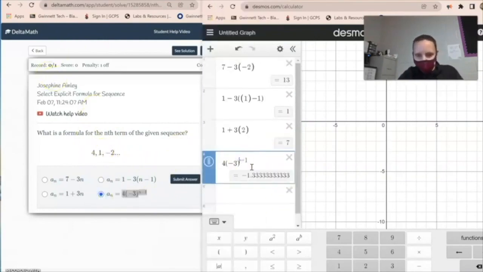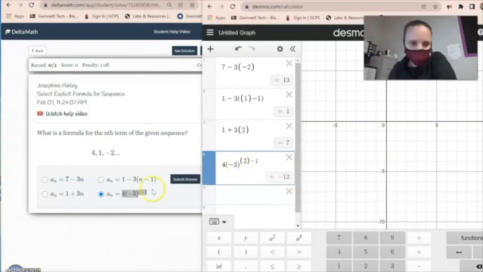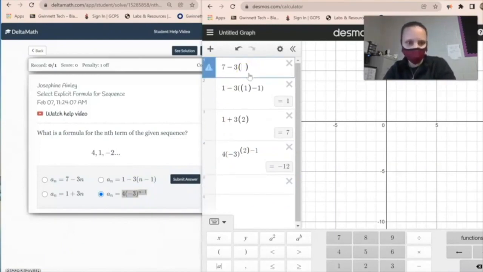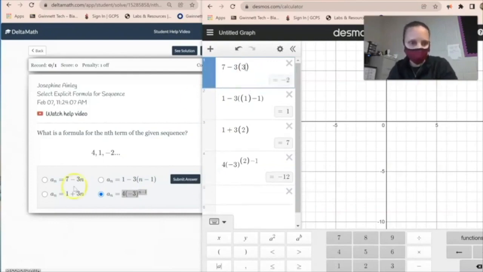So again, where N is, you're going to put parentheses, and then you're going to put it in. Okay, so when N is 1, I get 4. When I put the second one, do I get 1? I do not. Okay, so that wasn't the answer, so I must have made a mistake. And it looks like, why did I put negative 2 here? It must have been 2. All right, so I'm going to check again. So if it's 1, it's 4. If it's 2, is it 1? Yes. And if it's 3, it's negative 2. So the answer is actually A.